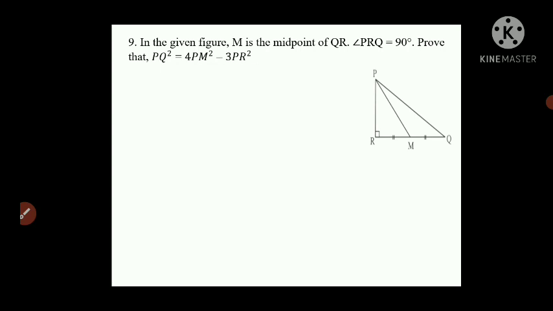Now when I say M is the midpoint of QR, students, we know that RM and MQ will be congruent to each other because M is the midpoint of QR. So RM is equal to MQ. So for both I can take the same name, RM and RM. So see, the first information is M is the midpoint of QR and the second information is angle R is 90 degrees. Only two pieces of information are given and you have to prove that PQ square is equal to 4PM square minus 3PR square.